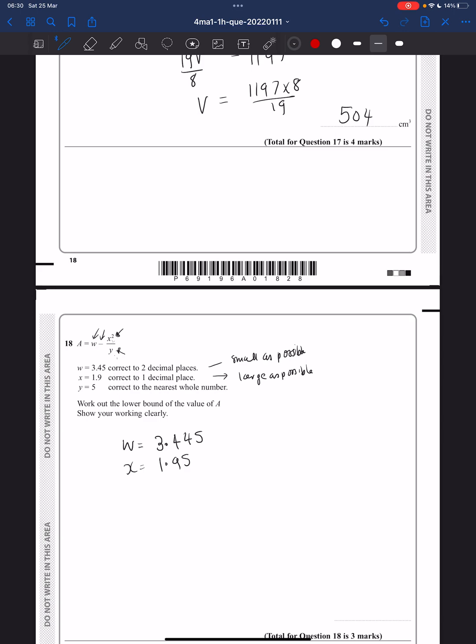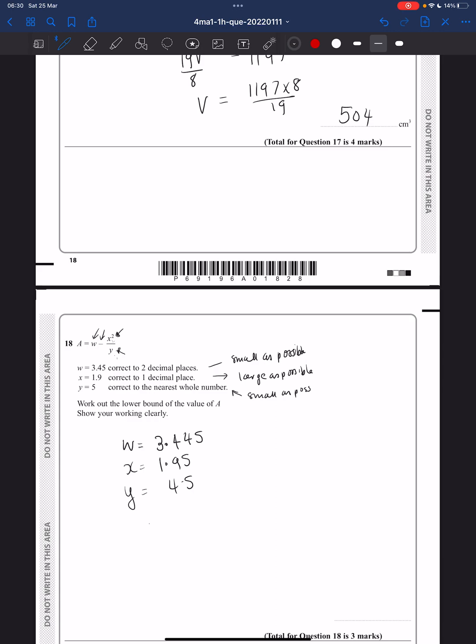Now it's a bound, so it never actually equals 1.95, but it just gets as close as possible to 1.95. We use 1.95. Students don't like it, but students who don't use 1.95 will get that bit wrong. Okay, so that's what it is. And then Y, correct to the nearest whole number. So that means it's been rounded off, and we want that as small as possible. Okay, so to the nearest whole number, it's going to be 4.5 again.